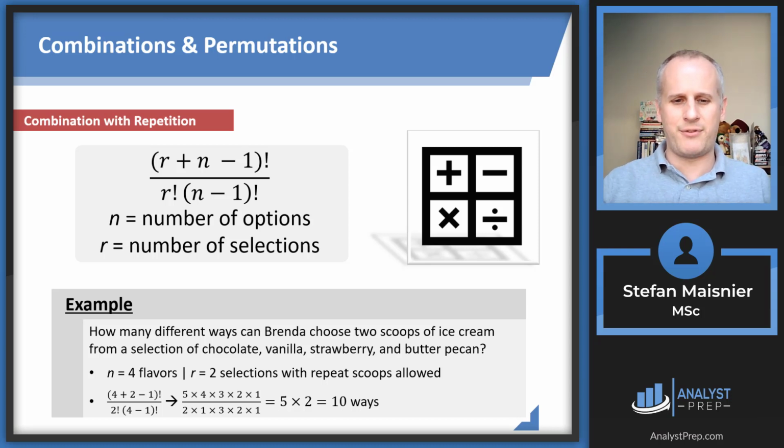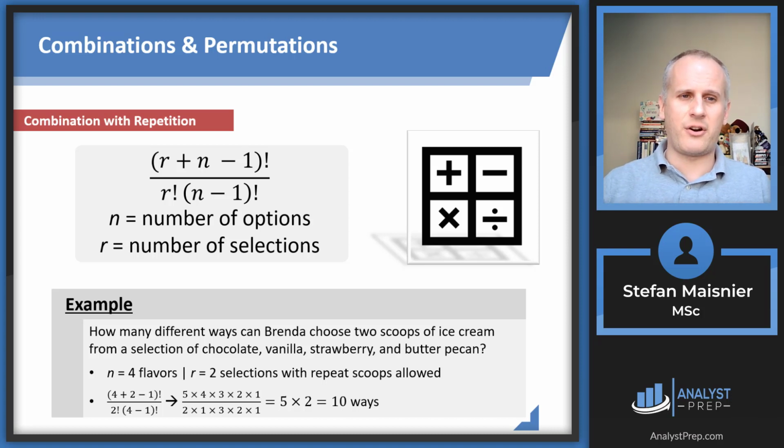So we end up with 5 factorial on top. So 5 times 4 times 3 times 2 times 1 in our numerator. In our denominator, we have r factorial, 2 times 1, times n minus 1, 4 minus 1, 3 factorial, 3 times 2 times 1. And those 3 times 2 times 1, just as they did before, are going to cancel out entirely. We then just cancel our 4 with our 2, and we're left with just a numerator of 5 times 2, and 5 times 2 is 10 ways. It's a lot going on. There's no question about it.